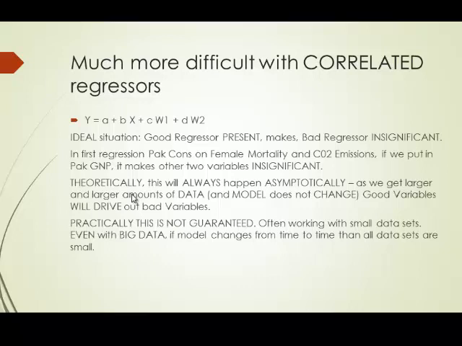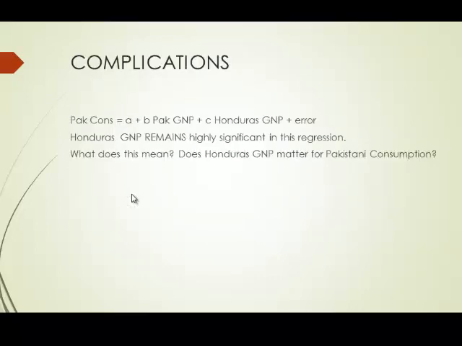Now, as I said, it's not very good. If you guide it with theory, it becomes much better, and it's possible to do that. So, for example, pure statistics doesn't get you to the right result. To illustrate this, I ran Pakistan consumption on Pakistan GNP and on Honduras GNP. Now, Honduras GNP by itself will come out significant because you have omitted the significant variable. The way to fix that is to put it in. So I did put in the Pakistan GNP, and it still remains significant.